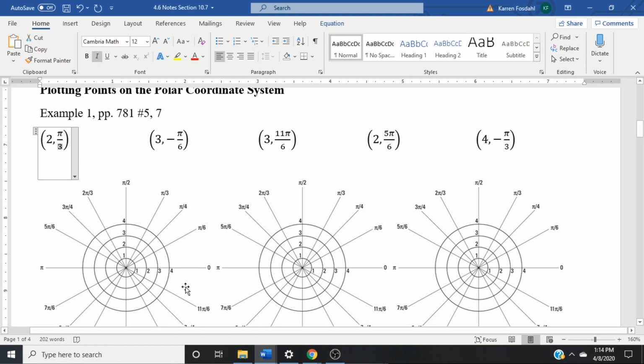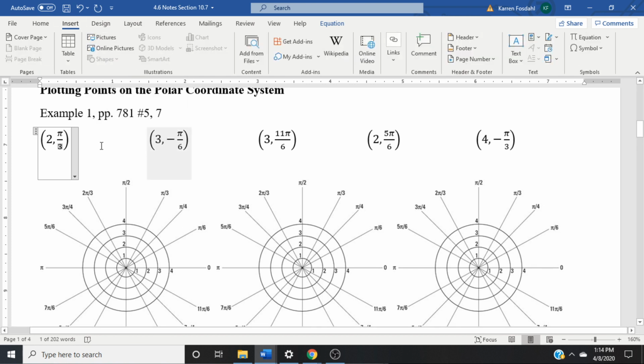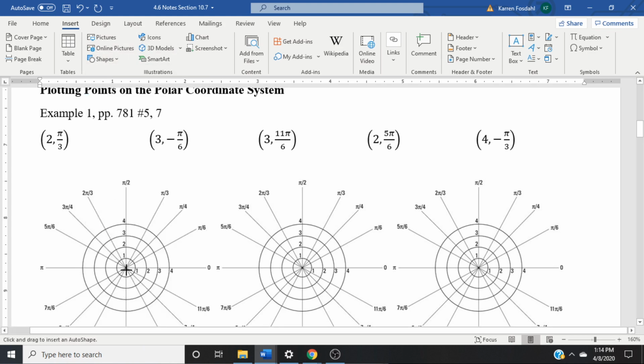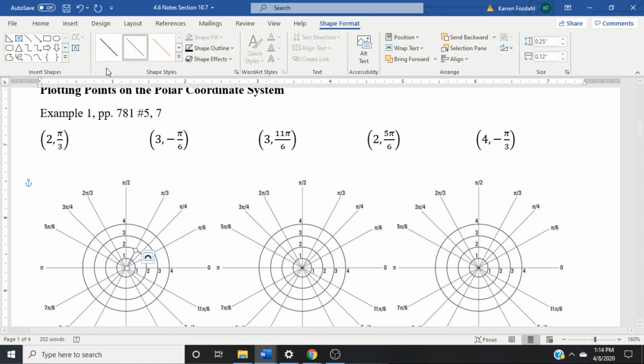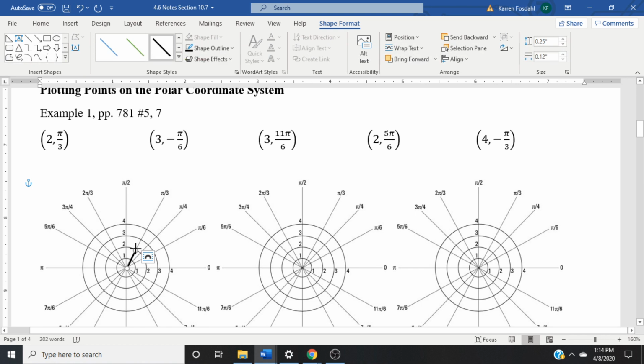Now, if you notice, it's pi over 3, which means we rotate pi over 3, and we're 2 away. So 1 is the center, 2 is here. So I'm going to insert a shape, and I'm going to draw it from the center. It's going to go 2 up. Now I'm going to make this darker so you can see it. So, this is our angle right here.